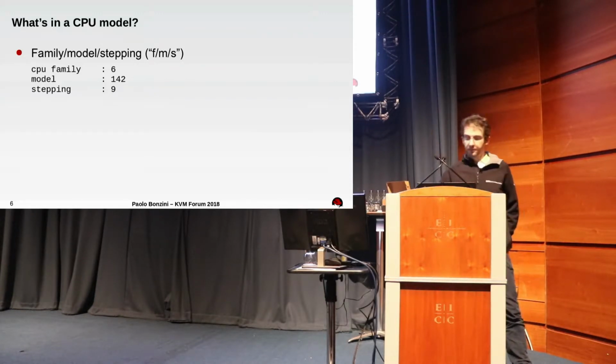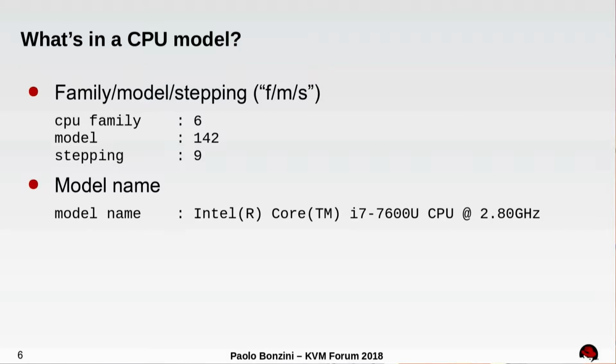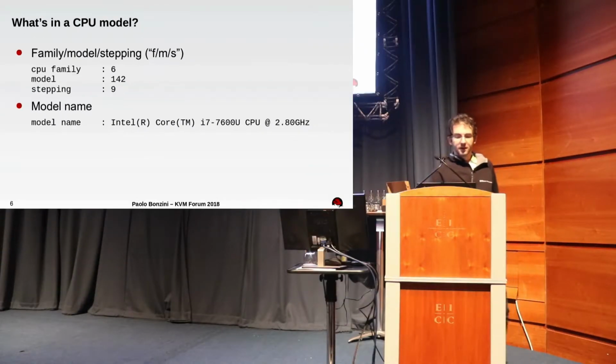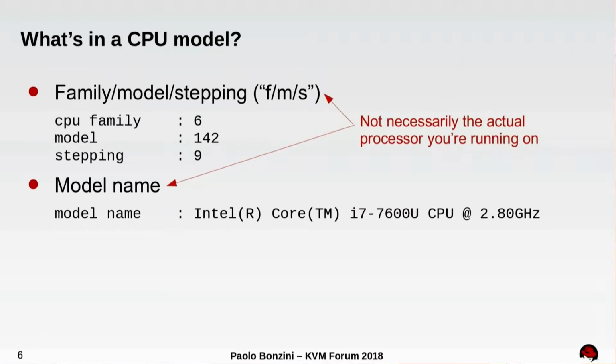They can be found in /proc/cpuinfo if you're curious. They also consist of a model name, such as, in this case, 7th generation Core i7. This family, model, and stepping, and model name can be confusing to people that have never used virtualization. They are not necessarily the name and family, model, stepping of the processor that you're running on.